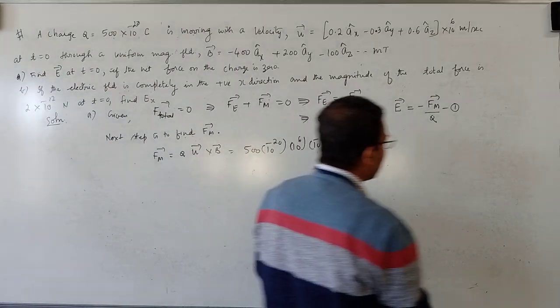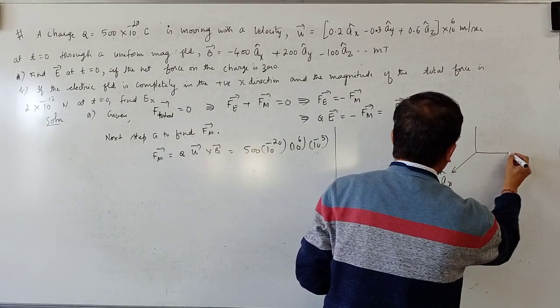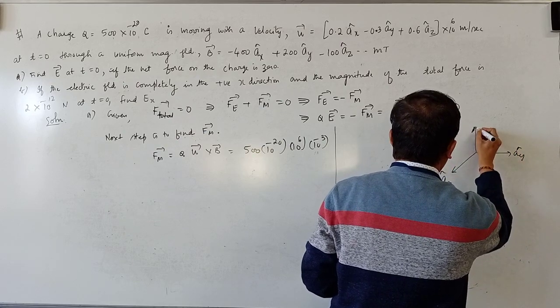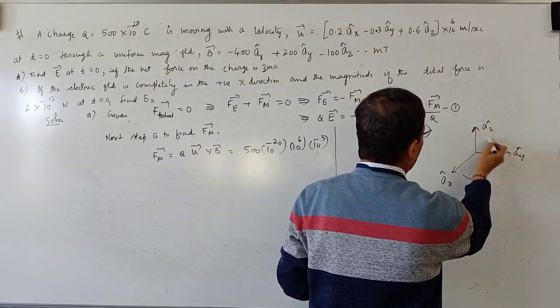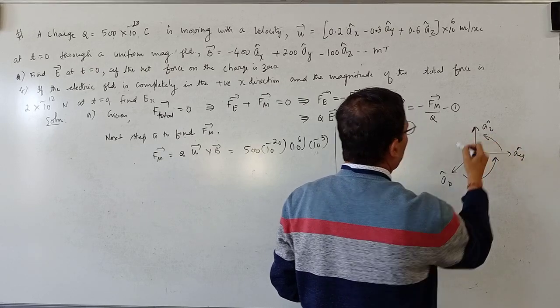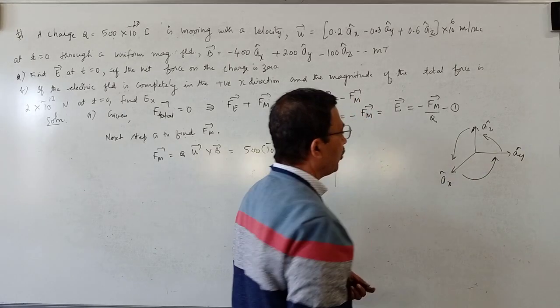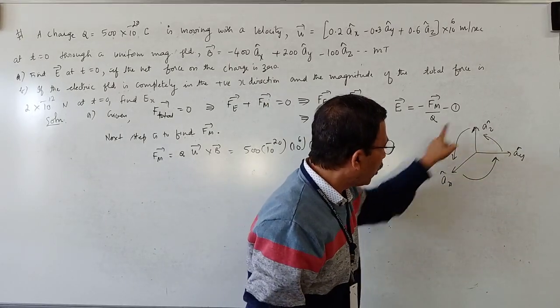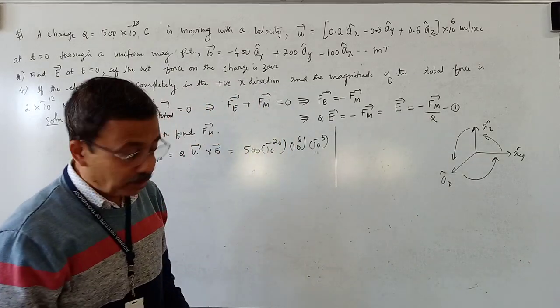See, write this figure so that there is absolutely no confusion. This is ax cap, this is ay cap, az cap. What is ax cap cross ay cap? Az cap. Ay cap cross az cap? Ax cap. Az cap cross ax cap? Ay cap. Any anti-clockwise movement in this diagram will give a positive unit vector. I have told that in several problems.